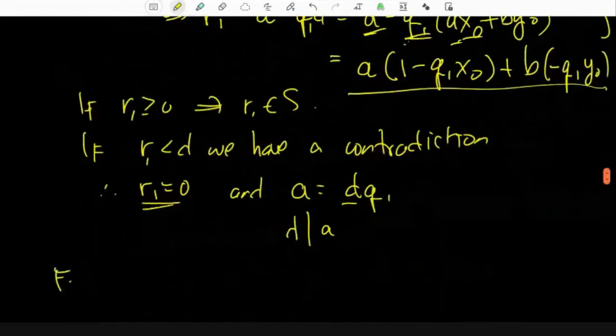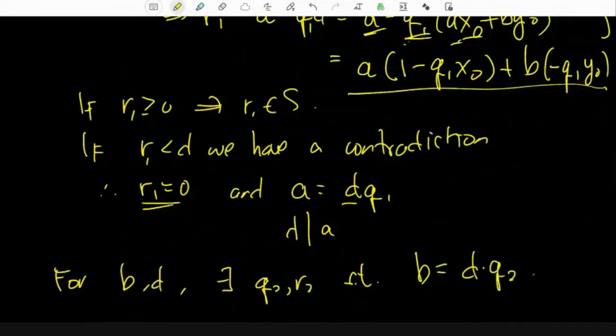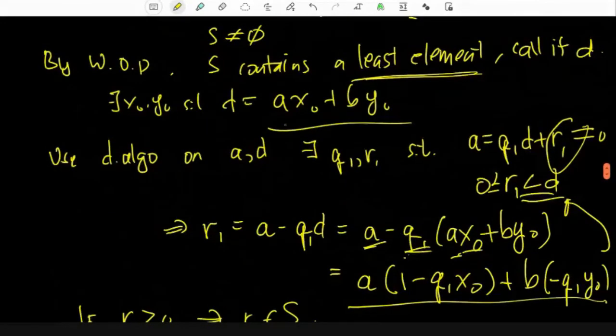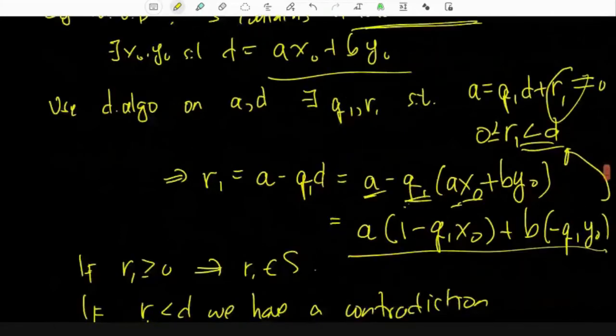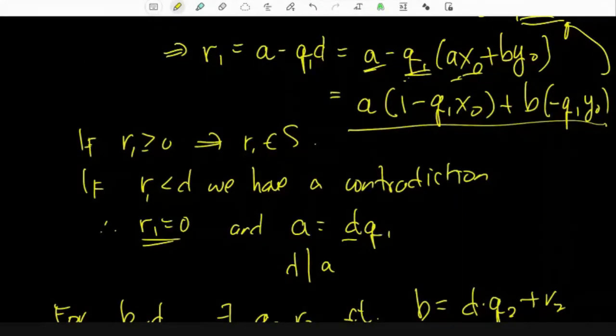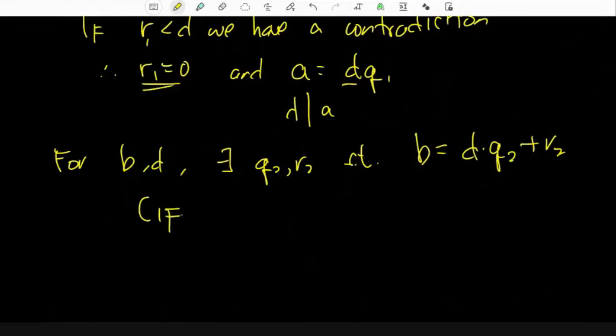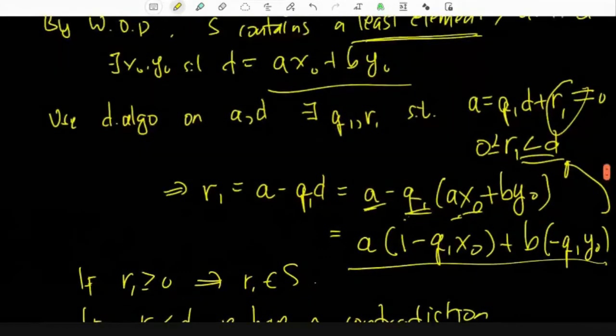Now, following the same argument for this time B and D, ulitin lang natin yung argument natin. So, for B and D, by division algorithm, there exists Q2 and R2 such that B can be written as D times Q2 plus R2. Pag inulit mo yung argument na to, since D is equal to AX0 plus BY0, eventually, makakakita ka rin ng contradiction sa R2, pagka ang R2 ay less than D pero greater than 0. And that would also imply that R2 is 0.